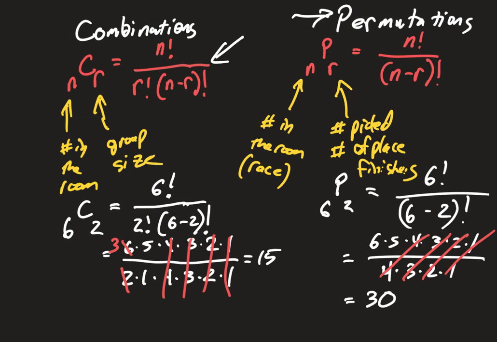Other practical examples: if you have a group of this many people, how many different ways can you have president, vice president, secretary if you're participating in something like class officers, something along those lines? How many different ways you could have those people there.